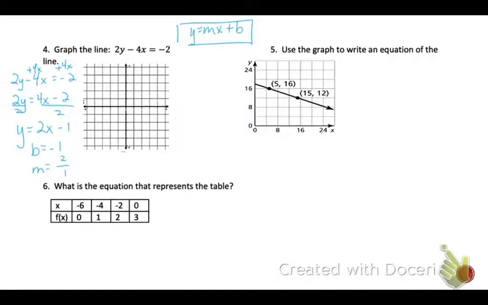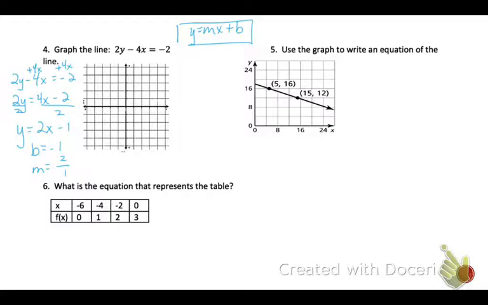You can easily pick out what the b value or the y-intercept is, which is negative 1, and that will be the first point that you graph. And then your slope is 2. Always think of slope as a fraction. So put it over 1. So slope is rise over 1.